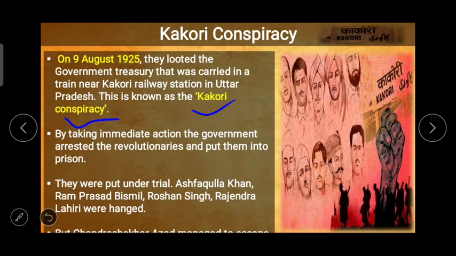And by taking immediate action, the government arrested the revolutionaries and put them into prison. They were put under trial, and in this Ashfaqullah Khan, Ram Prasad Bismil, Roshan Singh, Rajendra Lahiri were hanged, but Chandrasekhar Azad managed to escape. So continuously in this topic we are talking about the people who sacrificed their life for us, we can say, sacrificed for the independence. And here also many names are there. Ashfaqullah Khan, Ram Prasad Bismil, Roshan Singh, Rajendra Lahiri were hanged.